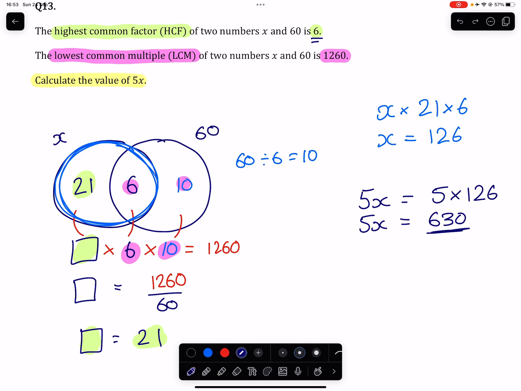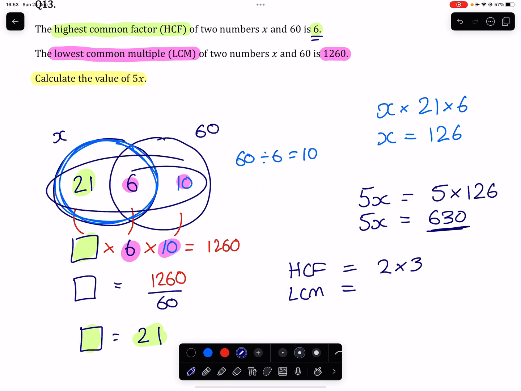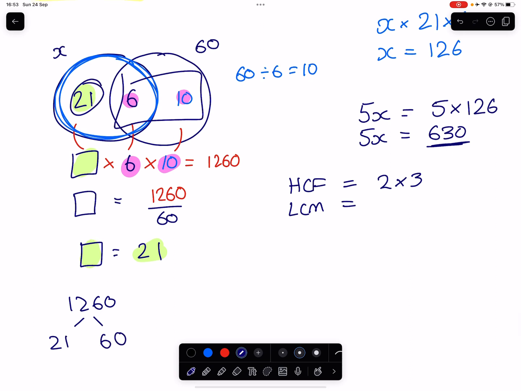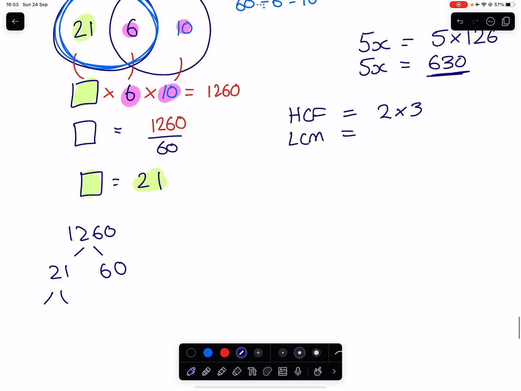Now, if we were to use the what wins, what loses method, first of all, we would write down our highest common factor in terms of its prime factors, which is 2 and 3. We have our lowest common multiple, 1260, that we would need to break down into its prime factors. In order to save a bit of time here, let me point you in the direction of this. If I take 1260, I can split it into 21 and 60 straight away. That 21 can then be written as 3 and 7. The 60 can be written as 6 and 10. And the 6 becomes a 2 and a 3, the 10 becomes a 2 and a 5, and we have all of our prime factors.